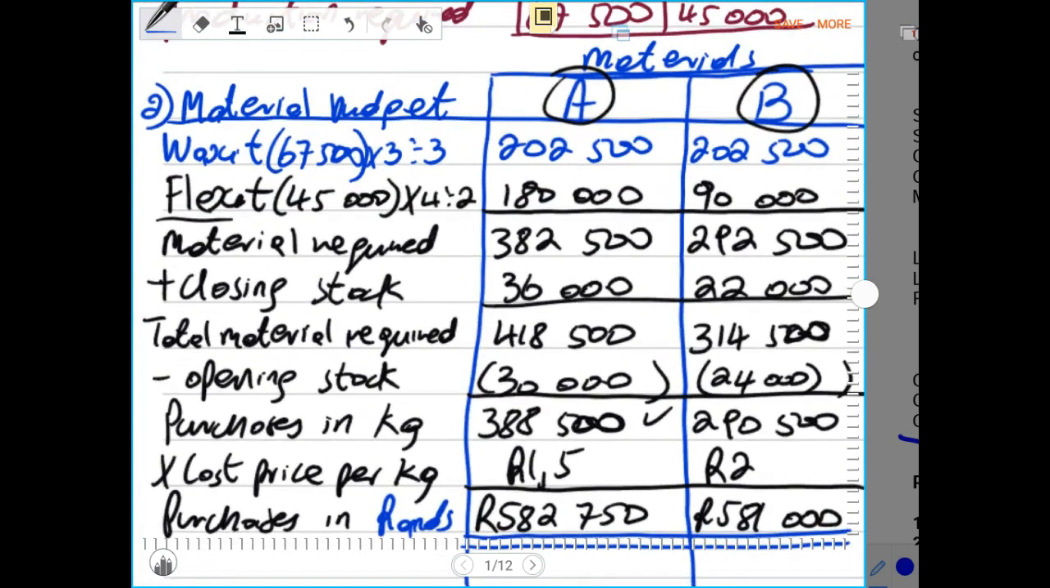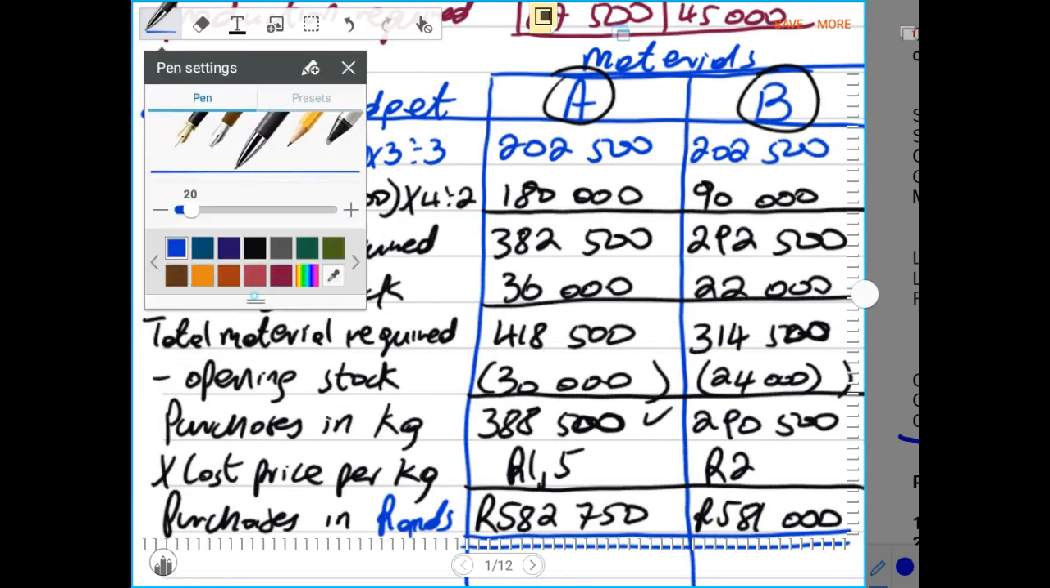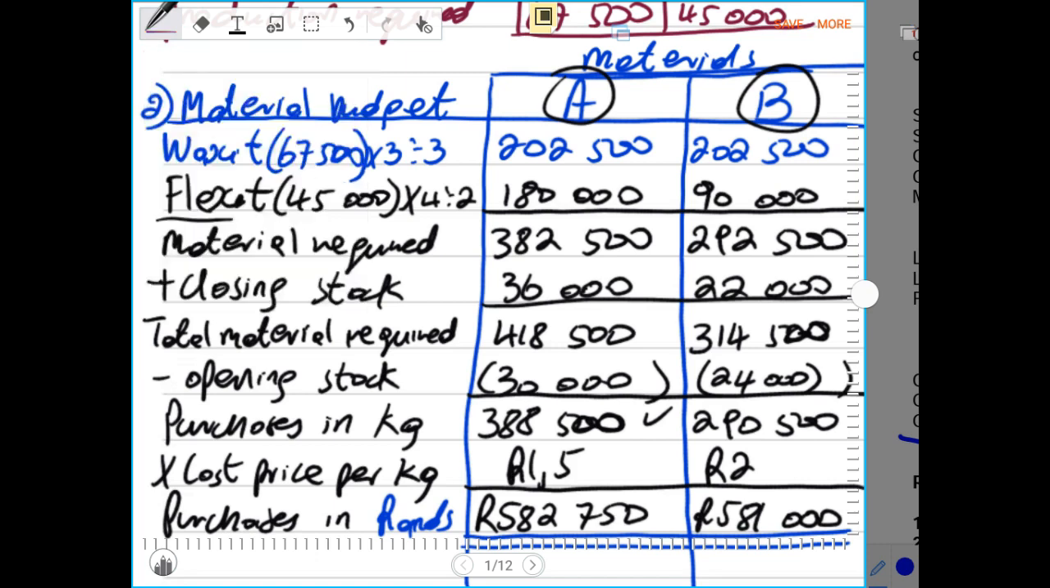Very importantly, when it comes to this budget, I want to emphasize this for the last time. There is something very crucial, more especially in this area.